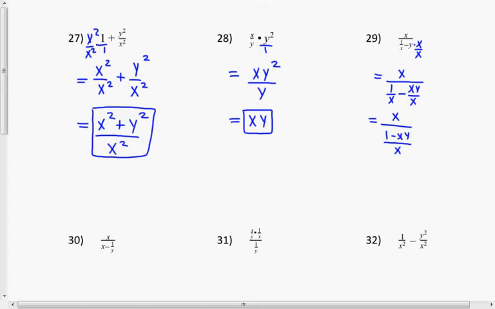And so now we know that to divide by a fraction, we can instead multiply by its reciprocal. So I'll take x times the reciprocal of that fraction. So it'll be x over 1 minus xy. And if I multiply these two fractions, x times x gives me x squared in the numerator over 1 minus xy in the denominator.